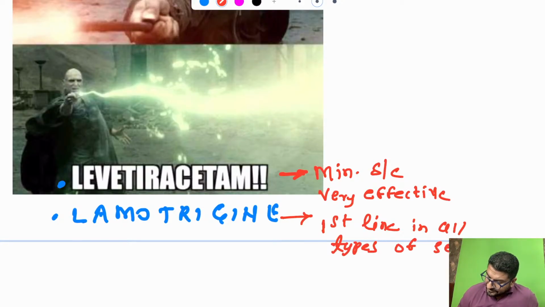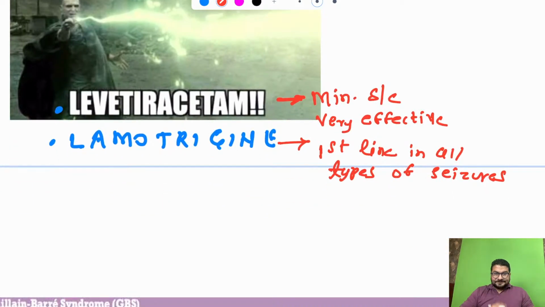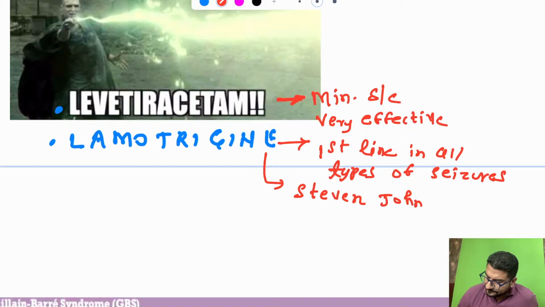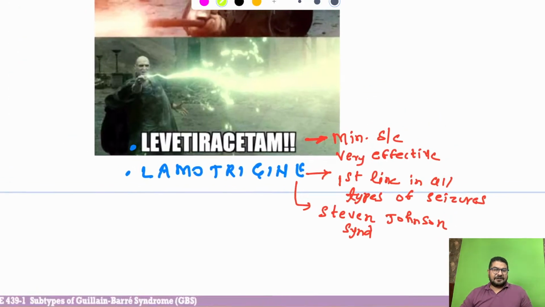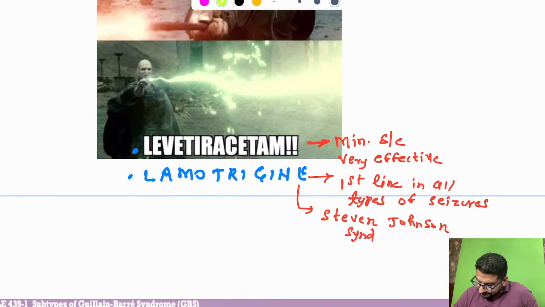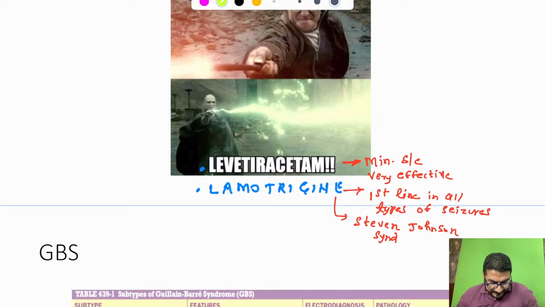ये लास्ट ईयर नीट पीजी का क्वेश्चन था, एक हारिसन की टेबल से क्वेश्चन पूछा था. So in every type of epilepsy it is considered first line. But remember, only in a few patients it can produce a side effect. कुछ लोगों को क्या होता है, it can cause a rash. We call it Stevens-Johnson syndrome. So safety wise, the best drug will be levetiracetam. It is a game changer in epilepsy. Right? It is a game changer.